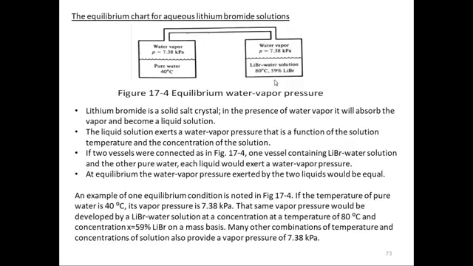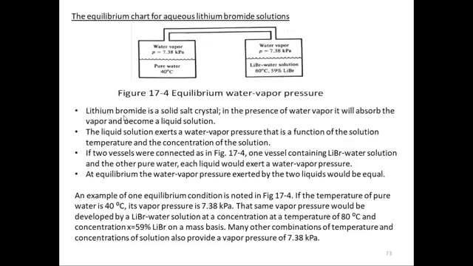We can have the same vapor pressure for another solution temperature and concentration. When it is in equilibrium, it is possible to have another concentration of lithium bromide with a different temperature. So one vapor pressure can have multiple solution temperatures and concentrations at the same vapor pressure. That is why we call it the equilibrium aqueous lithium bromide solution.